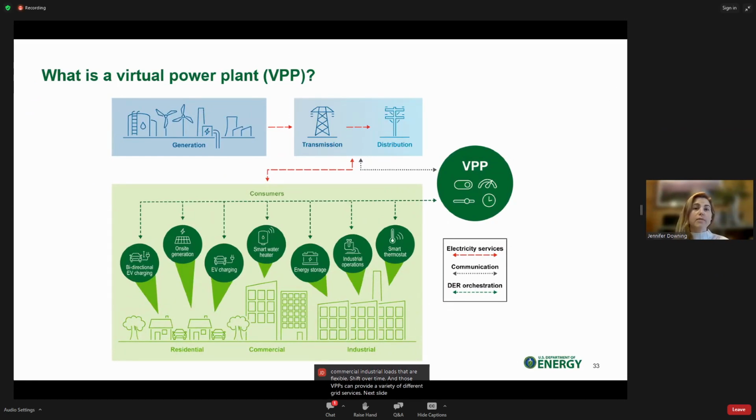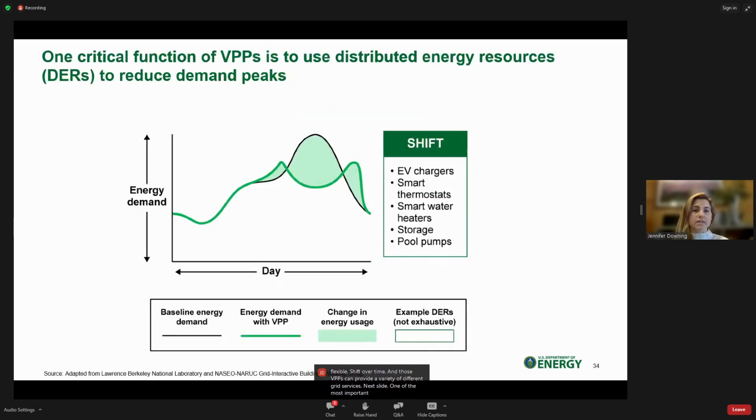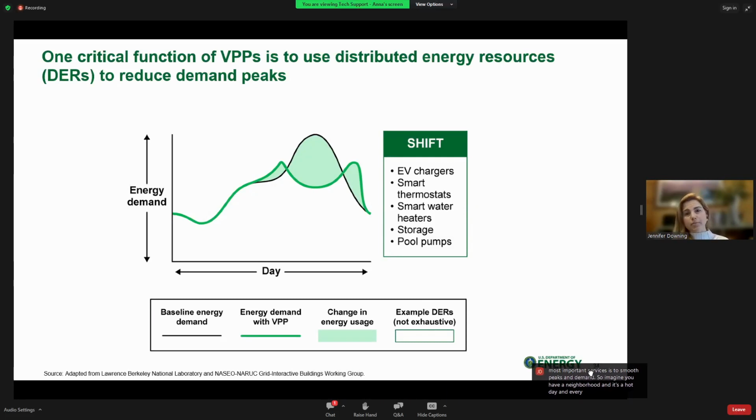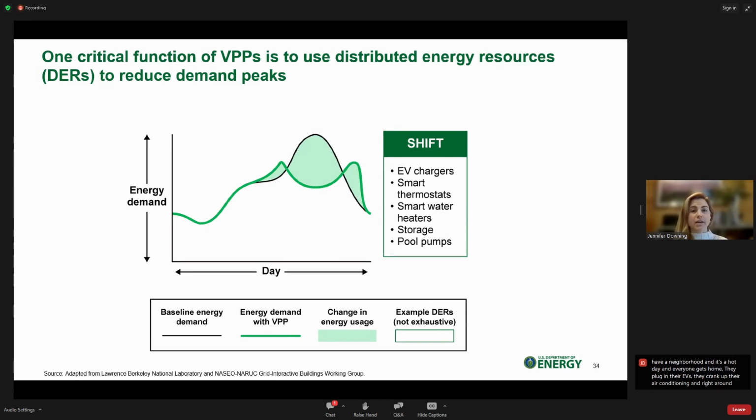Next slide. One of the most important services is to smooth peaks in demand. So imagine you have a neighborhood and it's a hot day and everyone gets home, they plug in their EVs, they crank up their air conditioning, and right around dinner, that creates a big spike on the grid. That's represented by the black line on this chart.